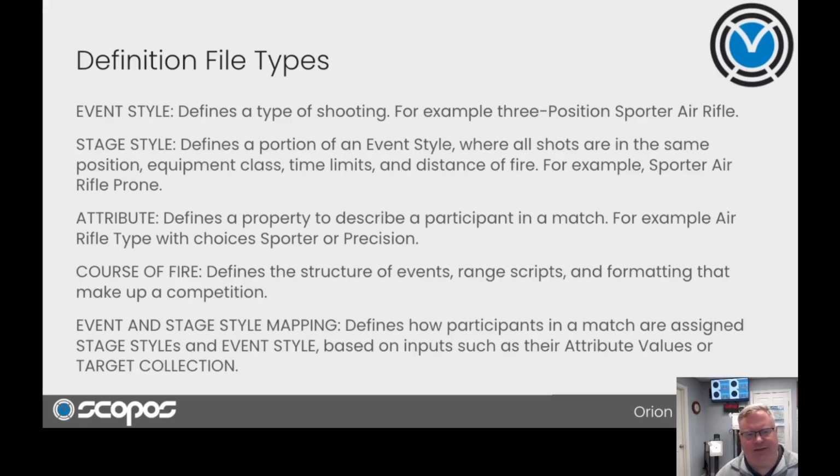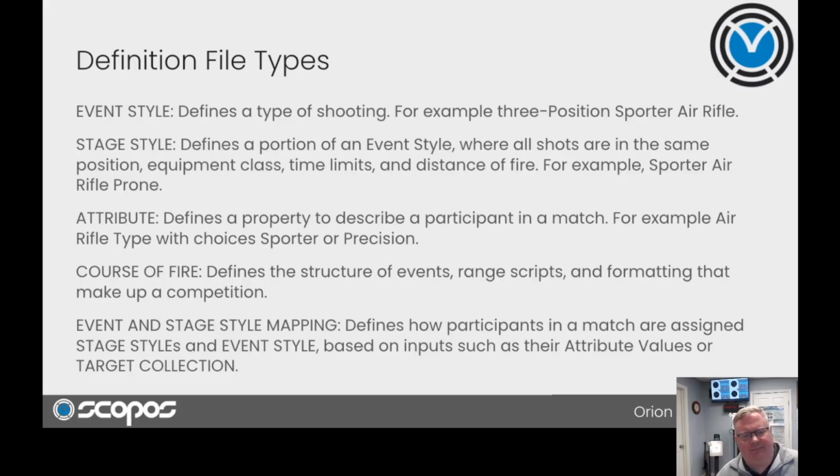Course of fire is the largest and most complex of the different definition types, and we're going to have a little bit of a deep dive in a moment about a course of fire. But it defines everything from the event structure to literally the commands that the chief range officer gives, as well as things like the height of an ESD target, if the lights are on and off, how scores are displayed, etc.